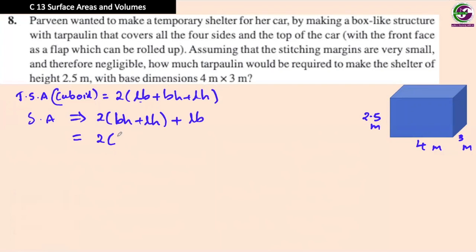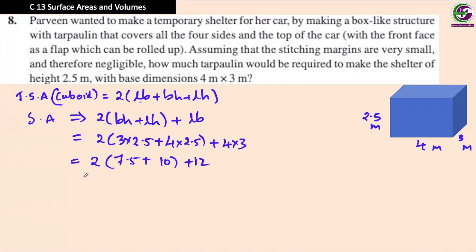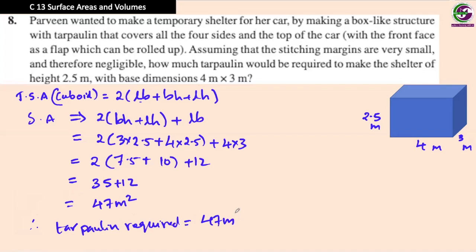So 2 times (3 times 2.5 plus length and height 4 times 2.5) in the bracket plus length times width, which is 4 times 3. 7.5 plus 10 plus 12, which is equal to 17.5 times 2, it is 35 plus 12, which is equal to 47 meters square is the total tarpaulin required. Therefore, tarpaulin required is equal to 47 meters square.